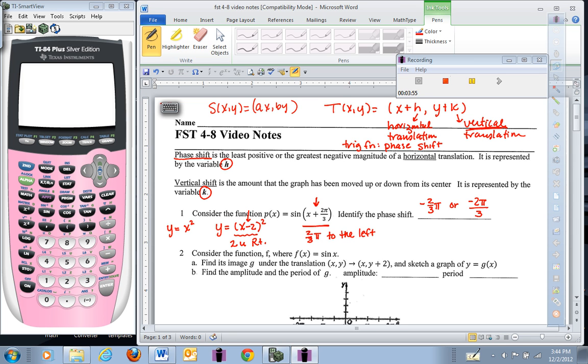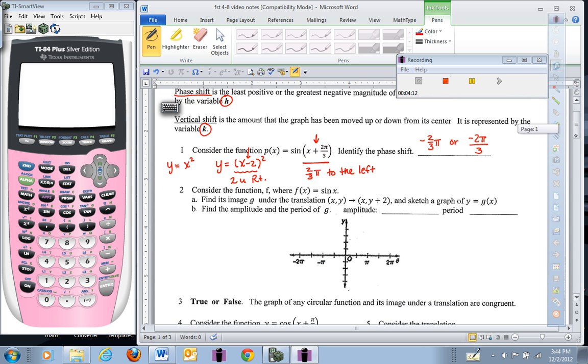Okay, now it wants us to consider the function f, where f of x is equal to the sine of x. Find the image g under the translation. So this would be like if we had a big capital T right here. Nothing is happening because it's on the x, because it just says x. So no horizontal translation. But we have a y plus 2, so we're going to move it up 2 vertically.